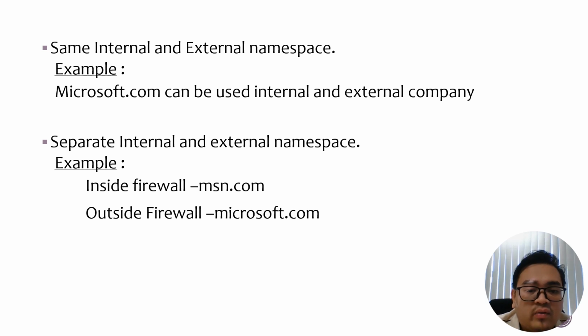The same applies for the internal and external namespace. For example, Microsoft.com can be used for both internal and external company. And then we also can separate the internal and external namespace. For example, inside the firewall we use msn.com, but outside the firewall we use Microsoft.com.